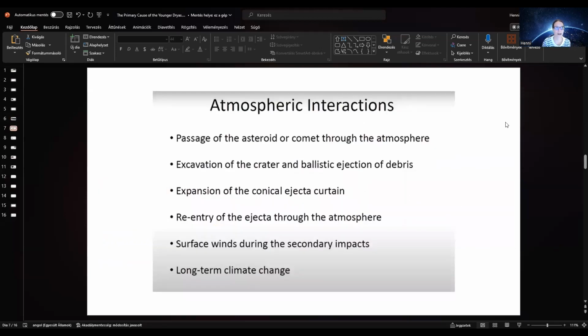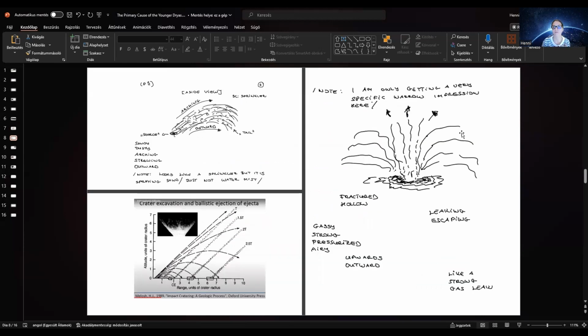The way they describe how an impact might have caused the Younger Dryas ice age is that the passage of an asteroid or comet through the atmosphere created an excavation of a crater and ballistic ejection of debris. They say there might also have been an expansion of a conical ejecta curtain, and the ejecta had a re-entry through the atmosphere, and there were huge surface winds during the secondary impact and, over a long time, climate change. I have descriptions and sketches that align with this explanation.